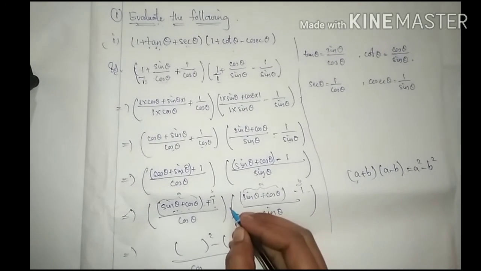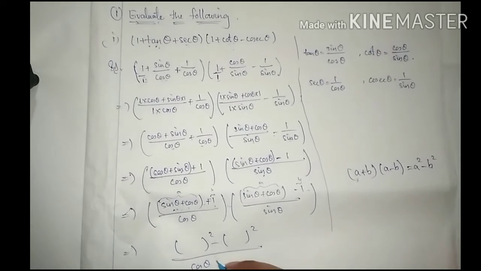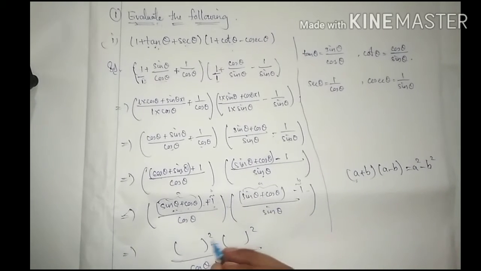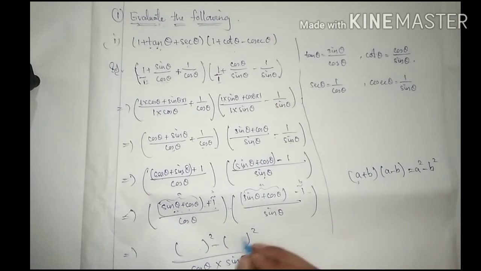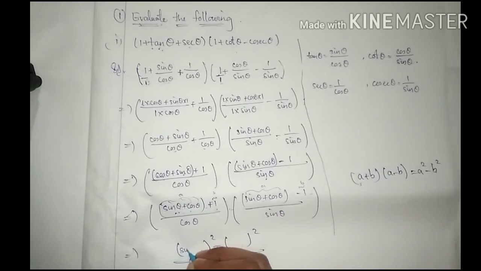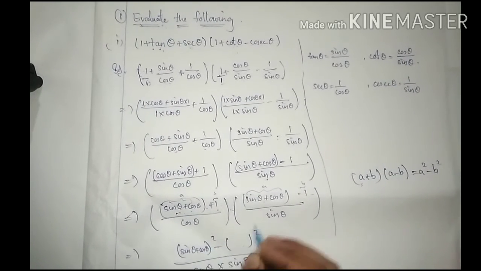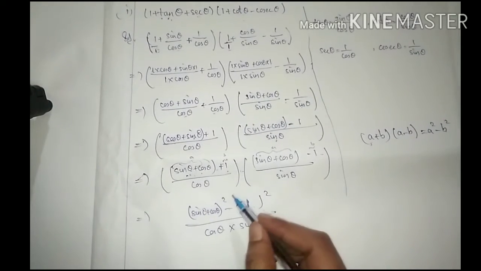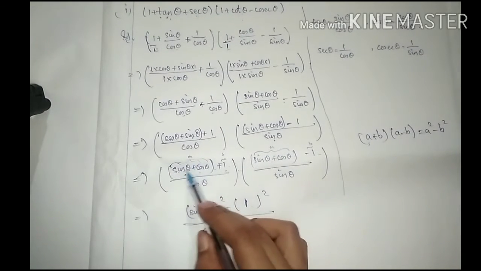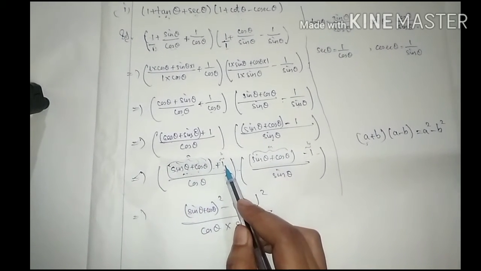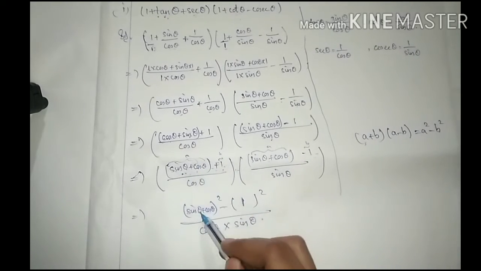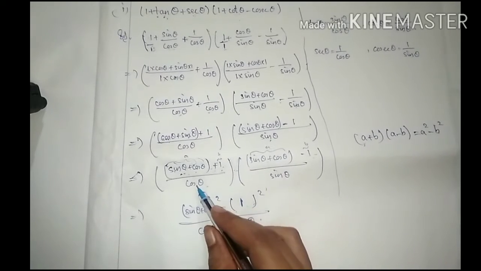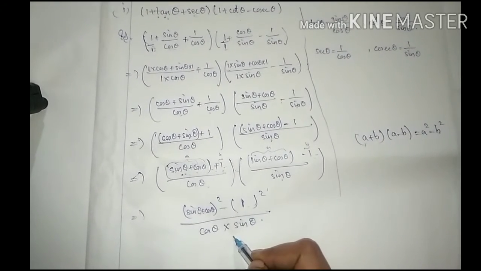Here we will write multiplication. Bracket means multiplication. We are writing cos theta into sin theta in the denominator. In the numerator, A plus B into A minus B, we are getting A square minus B square. In place of A we are having sin theta plus cos theta, in place of B we are having 1. See, again I am explaining. In place of A we are having sin theta plus cos theta, in place of B we are having 1. A plus B into A minus B, we are using A square minus B square. In the denominator, here bracket is there. Bracket means multiplication. Cos theta into sin theta we can write in the denominator.